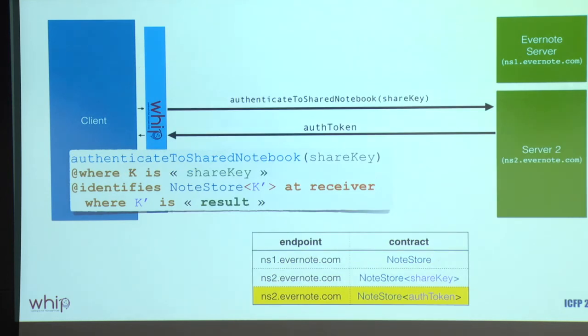In this part of the communication, when the client is performing the authenticate to shared notebook operation, the NoteStore contract with index share key is used, and that identifies another index contract with index auth token. So this captures the exchange of tokens. The at receiver syntax here just means that it's at the same endpoint.